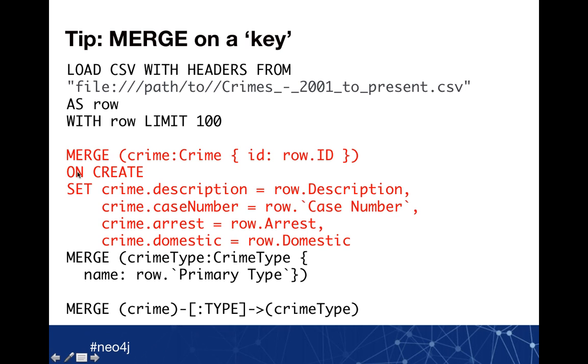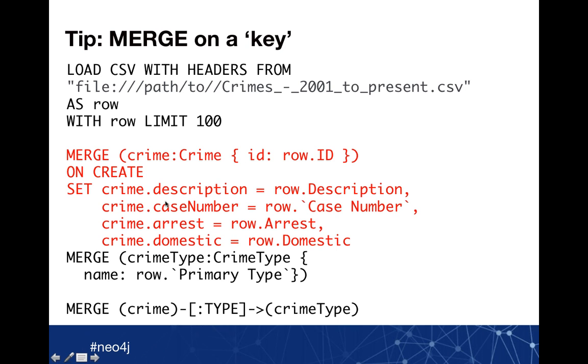If you're creating it for the first time, hence the ON CREATE, I want you to set these properties up. There's also another equivalent called ON MATCH, where you could set, for example, an access counter. Say how many times was somebody actually accessing this crime. I could update a property like that. And then we didn't have to change anything for our primary type, so that stays exactly the same. So we just merge that, and then we can connect them together. So the only change here is we're just splitting these things up.